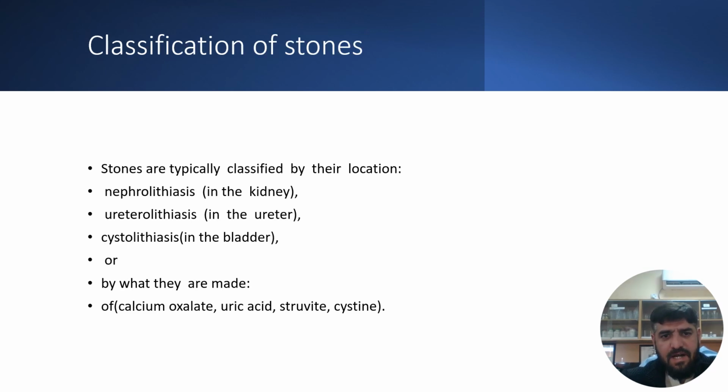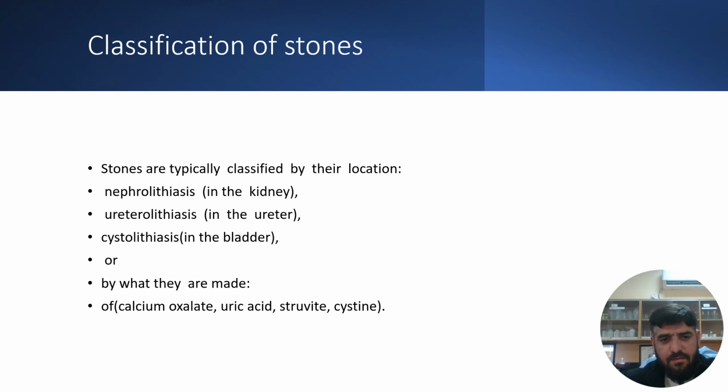Renal stones can be classified on the basis of their location in the urinary tract and on the basis of their chemical compositions. So based on their location, if the stone is present in the kidney, this is known as nephrolithiasis. If it is present in the ureter, this is known as urolithiasis. And if it is present in the bladder, it is known as cystolithiasis.